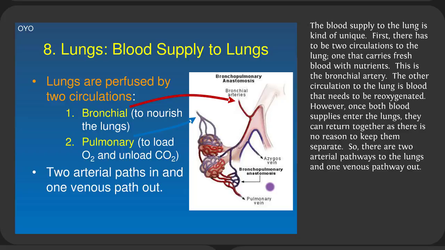The other circulation to the lung is the one that just needs to be reoxygenated. Once both blood supplies enter the lungs, they can return together. They don't need to stay separate, returning back to the heart. So there's 2 arterial pathways to the lungs and only 1 venous pathway out.